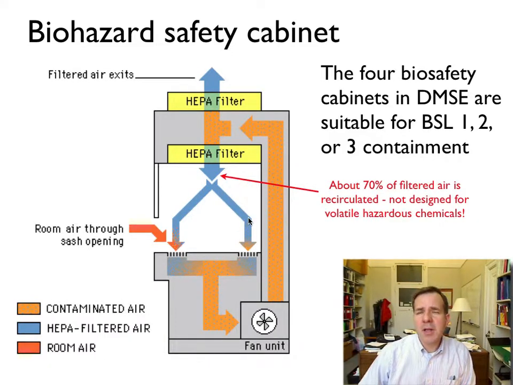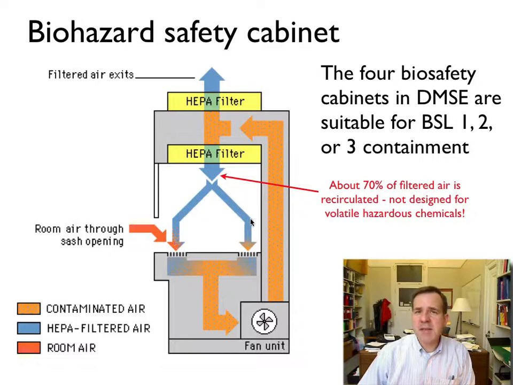In a chemical fume hood, air is drawn out of the fume hood and vented to the outside, and there's essentially no recirculation of air within the fume hood. And the reason, of course, is to remove the hazardous material and prevent exposure of people to that hazardous material.